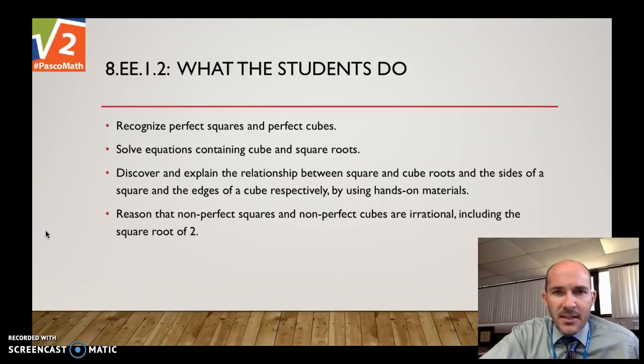Also, solve equations containing cube and square roots. They're expected to do that. They need to discover and explain the relationship between square and cube roots and the sides of a square and the edges of a cube, respectively, using hands-on materials again. And then reason with non-perfect squares and non-perfect cubes that they're irrational, including the square root of 2, specifically because the standard calls the square root of 2 out.